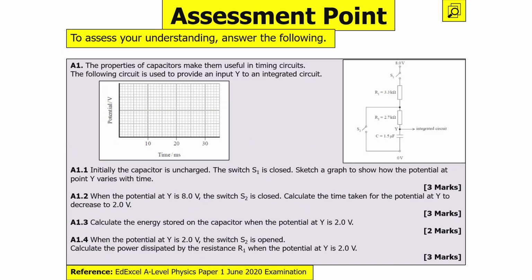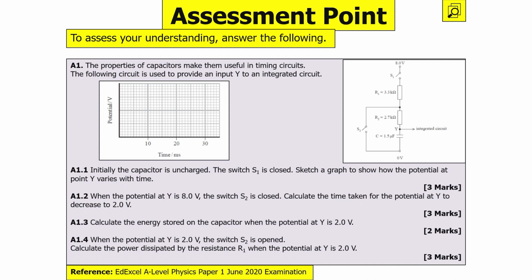The properties of the capacitor make them useful in timing circuits. The following circuit is used to provide an input Y to an integrated circuit. Initially the capacitor is uncharged, the switch S1 is closed. Sketch a graph to show how the potential at point Y varies with time. When the potential at Y is 8 volts, the switch S2 is closed. Calculate the time taken for the potential at Y to decrease to 2 volts.